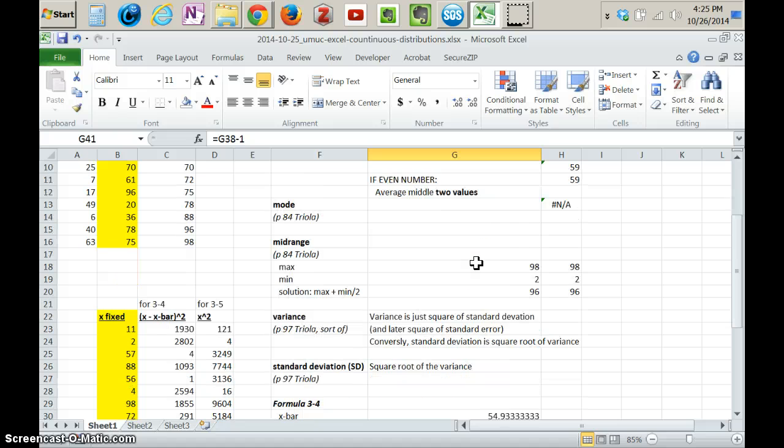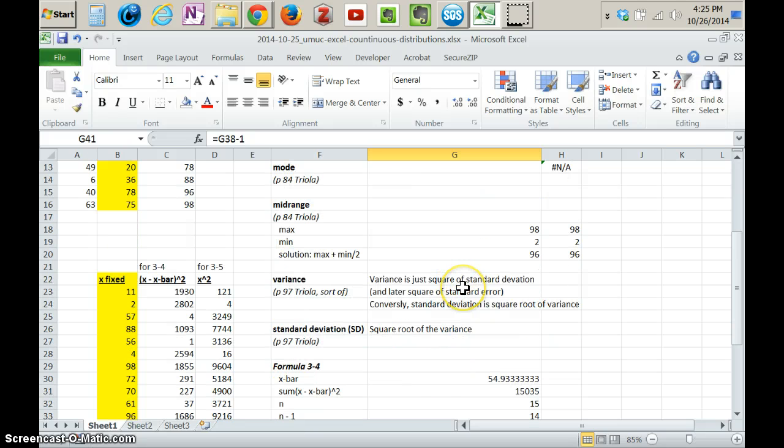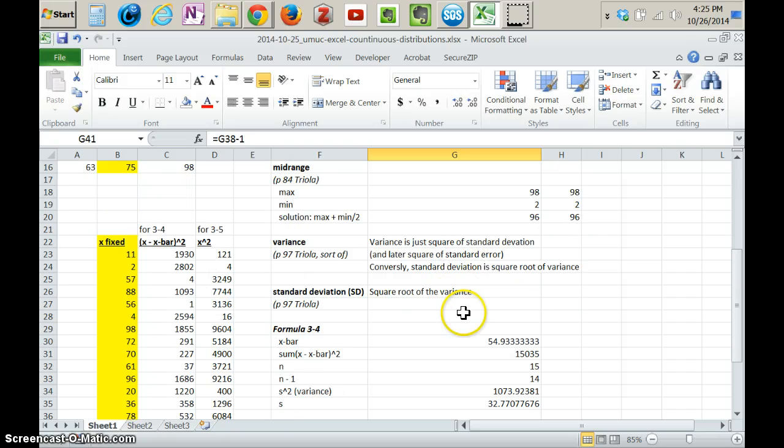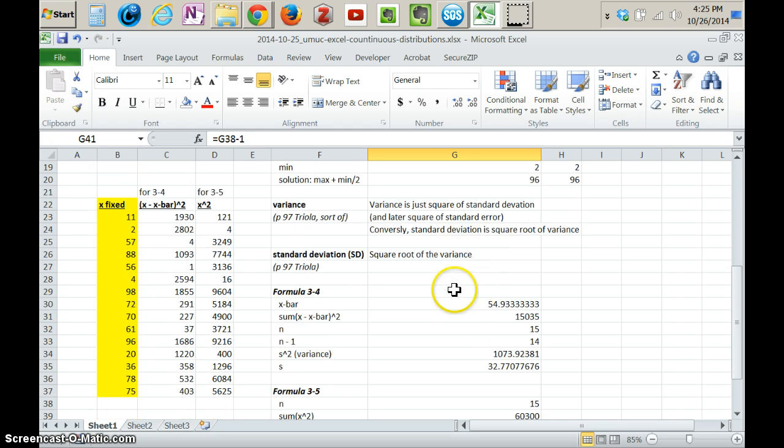Okay, I've added some things to this spreadsheet to make it a little bit easier to walk through it rather than setting it all up at the same time. So we're talking about standard deviations and variances, and I just explained to you how a variance and standard deviation relate to each other. So let's try using formula 3-4 on page 97 to calculate the standard deviation for the distribution that we've come up with here. I copied the x-fixed distribution from above down below, and like we've done before, let's lay out the things that we need for this formula.